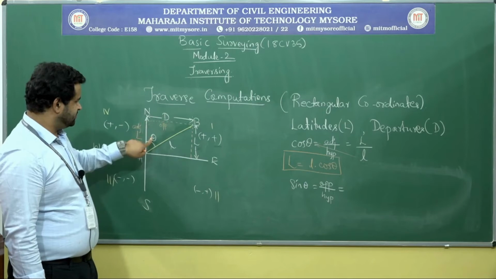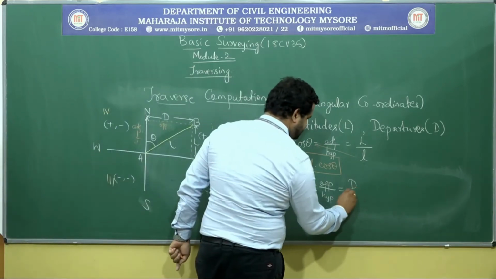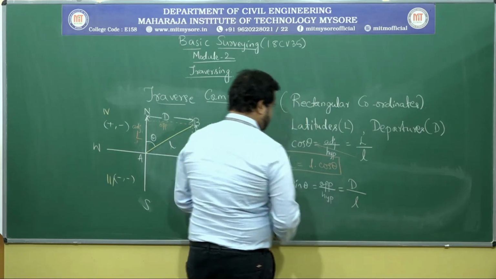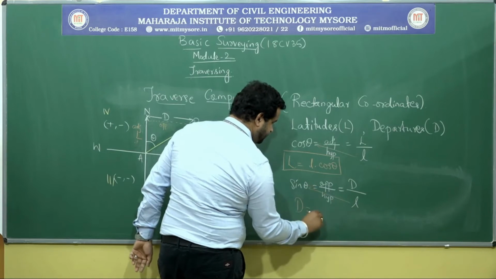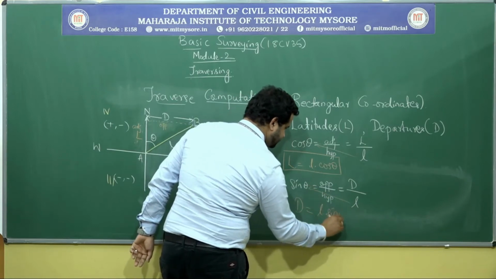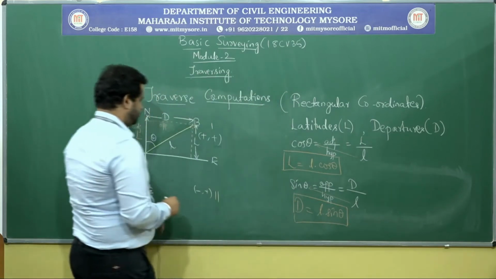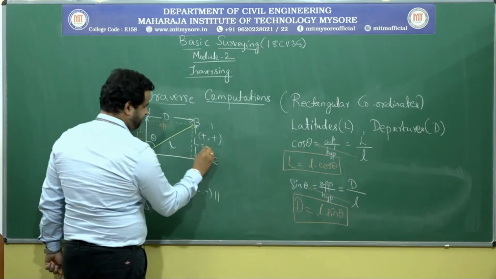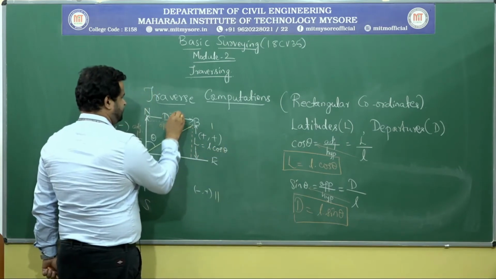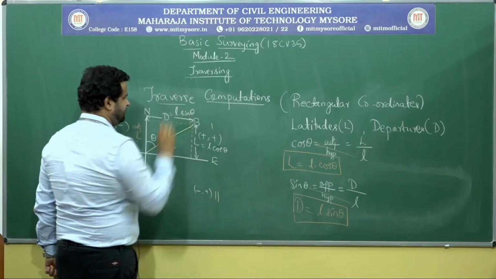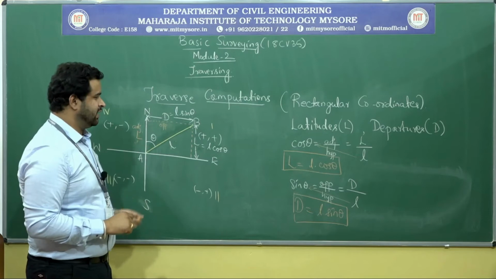So, theta is opposite, that is D is equal to opposite divided by L. So, if I write D, cross multiply here, L into sine theta. So, I can write L cos theta for latitude and D is equal to L sine theta, right, by taking some trigonometric functions.